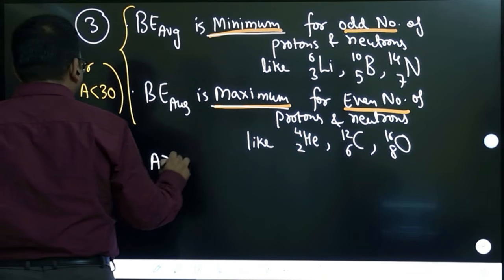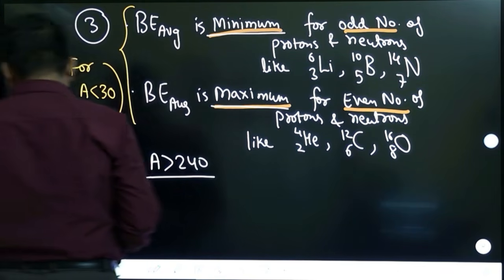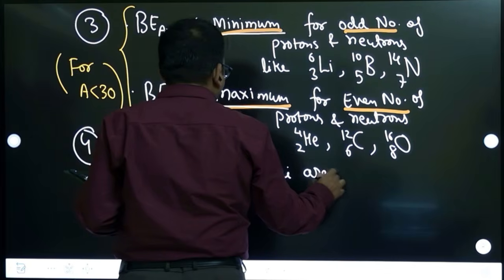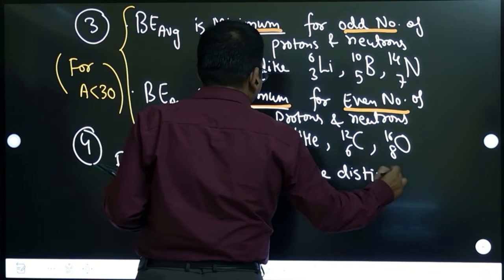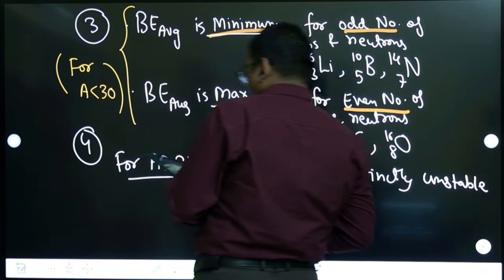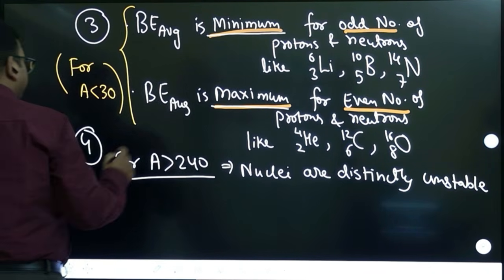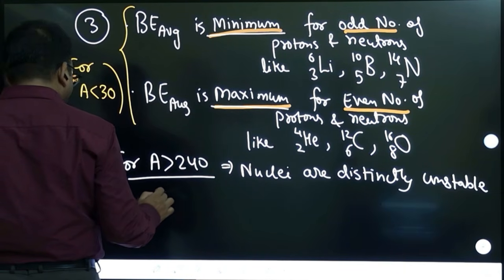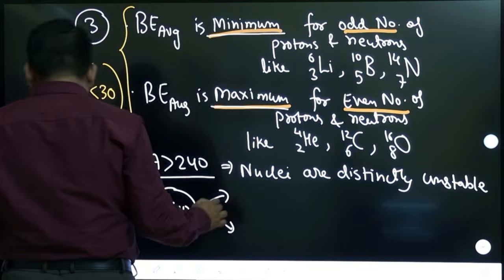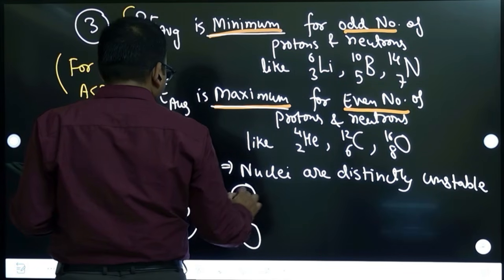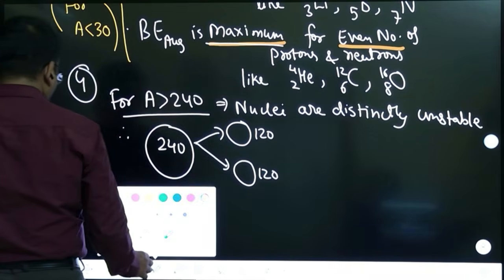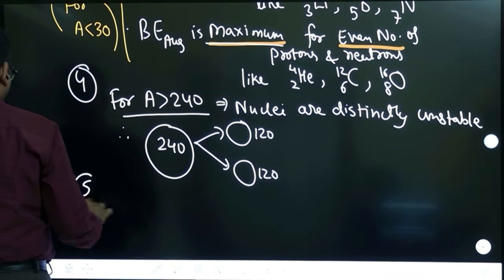For A greater than 240, the nuclei are distinctly unstable, and these nuclei undergo nuclear fission reactions. So if there is a nucleus of 240 mass number, it can break down into smaller nuclei of nearly the same 120 mass numbers. That can happen. Nuclear fission can happen.